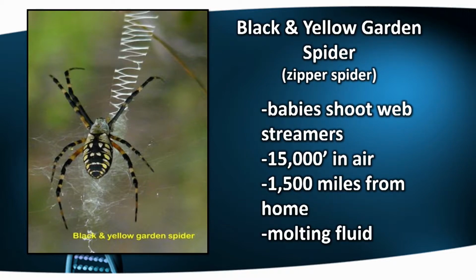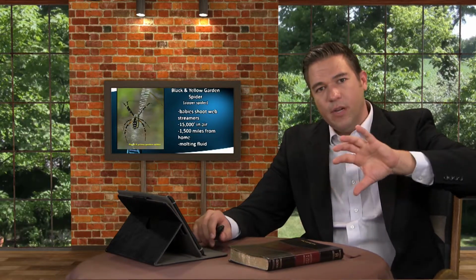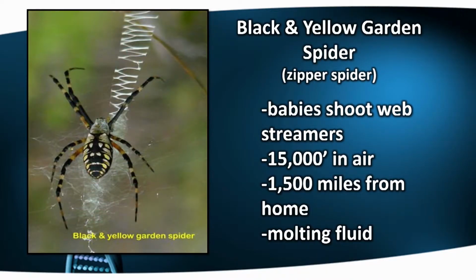This spider, when it has the babies, can shoot out a web streamer that acts sort of like a parachute that'll carry it away. And these creatures have been seen up to 15,000 feet in the air, 1,500 miles from home. Absolutely amazing. They also produce something that's called a molting fluid. They open up a hatch in their shell, and then they crawl out of their skin, and then they can continue to grow and to survive.